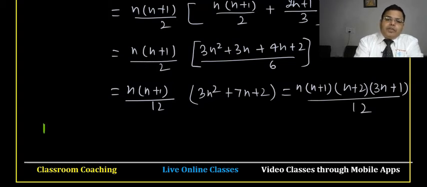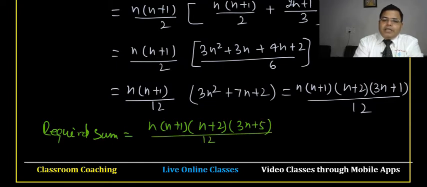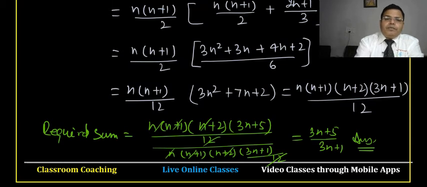Now, as per the question, the required sum is the numerator upon the denominator. The numerator is n into (n plus 1) into (n plus 2) into (3n plus 5) divided by 12, whereas the denominator will be n into (n plus 1) into (n plus 2) into (3n plus 1) divided by 12 again. So the same thing is there, everything cancels out, and only 3n plus 5 upon 3n plus 1 is left, and that is the required answer. So this is the RHS, and that is proved, right?